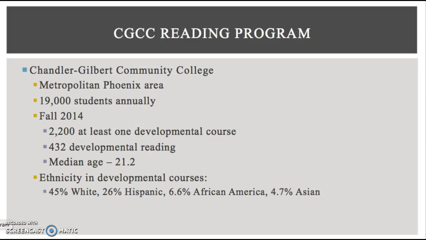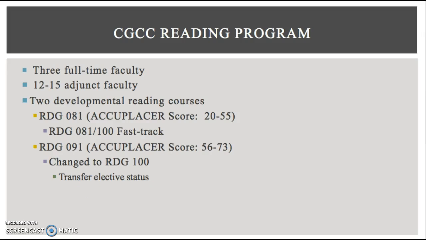Our reading program is at Chandler Gilbert Community College, which is a suburb of Phoenix, Arizona. We serve about 19,000 students. In the fall of 2014, we had about 432 developmental reading students with the median age of 21.2. We have 3 full-time and 12 to 15 adjunct faculty, depending on the semester.